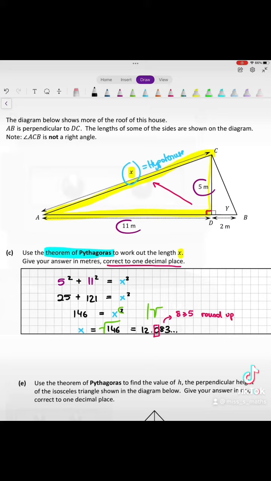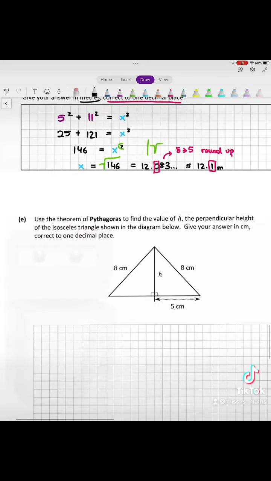In this case we're supposed to round to 1 decimal place, which means we check the second place if that one is greater or equal to 5. We round up, and that's why the 0 turns into a 1.